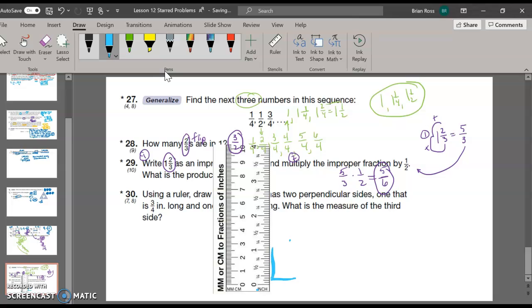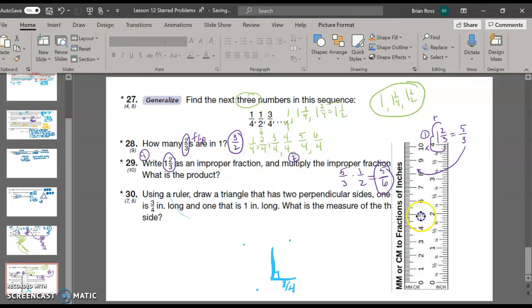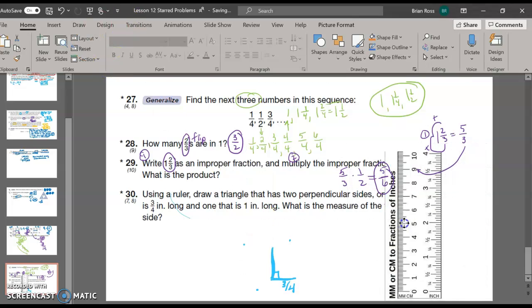2 perpendicular sides. This is 3/4. This is supposed to be perpendicular. What else does the problem say? My ruler's now in the way. What is the measure of the third side?